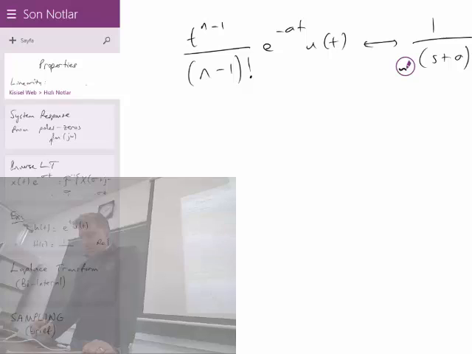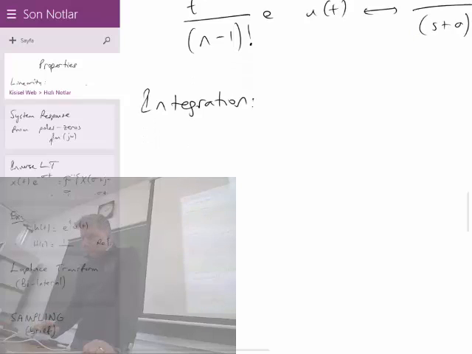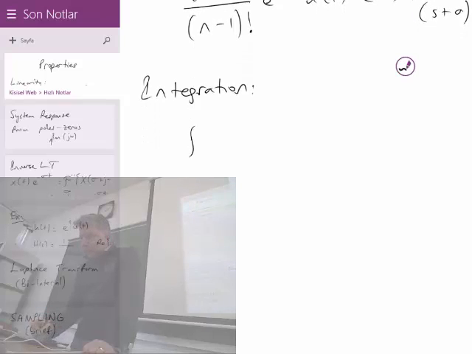Another property, now I will continue, is integration. And by integration I mean this. From minus infinity to t, we have our signal integrated.